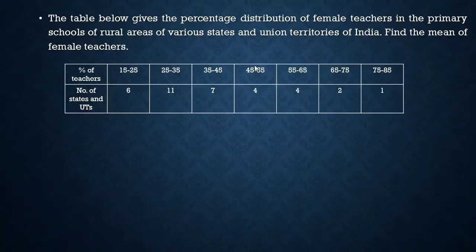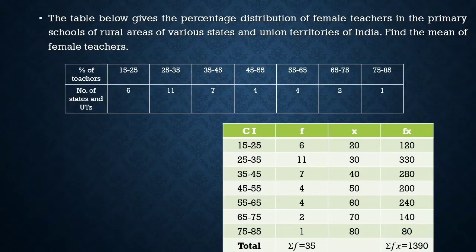So just like how we did before in the previous problem, let us put a proper table: first column class interval, second frequency, third column the class mark x, and the last column f into x. So the class intervals are 15 to 25, 25 to 35, 35 to 45, 45 to 55, 55 to 65, 65 to 75 and 75 to 85. Here 15 is the lower limit, 25 is the upper limit, 25 is the lower limit, 35 is the upper limit. So now the corresponding frequencies as given in the table are 6, 11, 7, 4, 4, 2, 1.